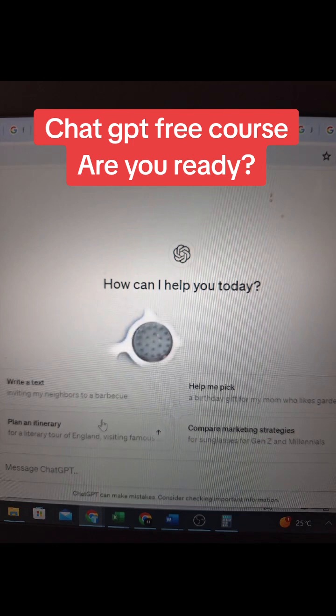Now, ChatGPT and ChatGPT Plus have similarities, but it's also important to know what the difference is between the two tools. So in this course, you will get to learn about all these things and much more.